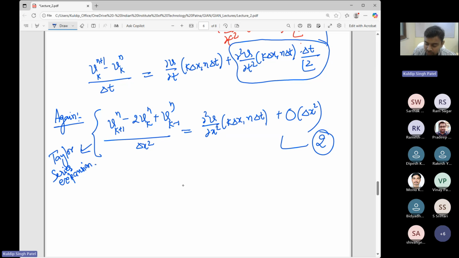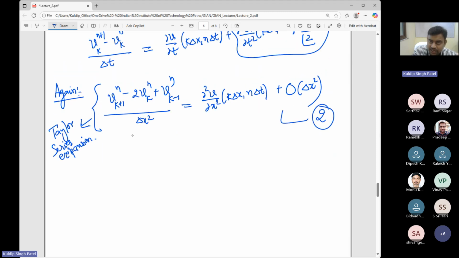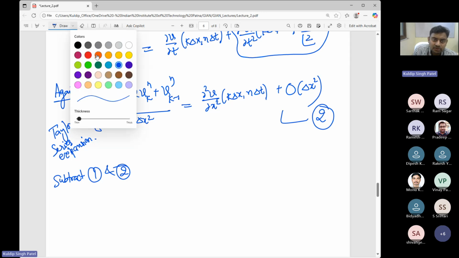So what was your initial original equation? Vt minus vxx, right? So please tell me, if you subtract these both, what do you subtract? You subtract left hand side and right hand side. Now subtract 1 and 2. What will we get?